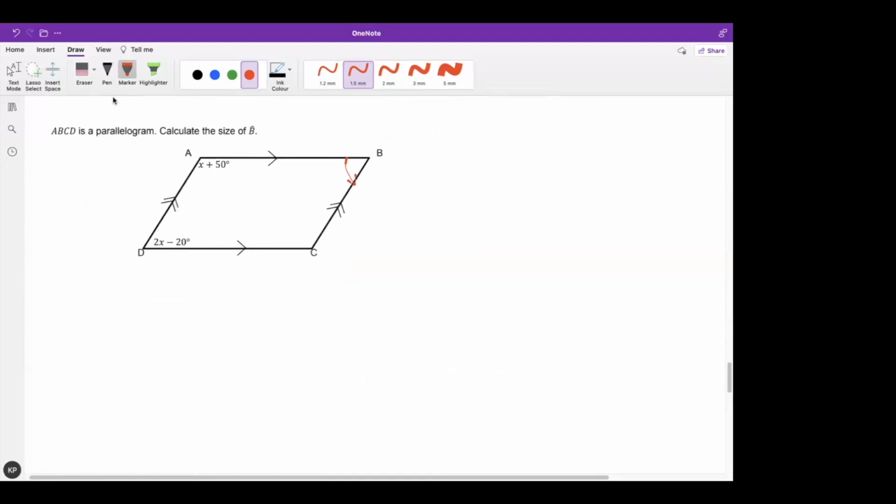So if this is a parallelogram, and we want B. Okay, we don't have enough information right now to work out B, but what can we do with the information we do have, guys? They have given us angle A and angle D. Does anyone have an idea about what we can do with those two angles? Yes, Bokang?